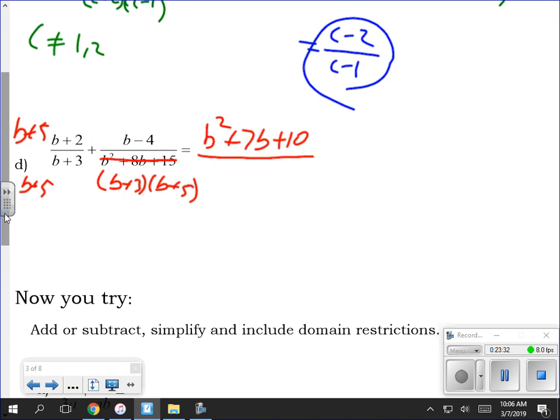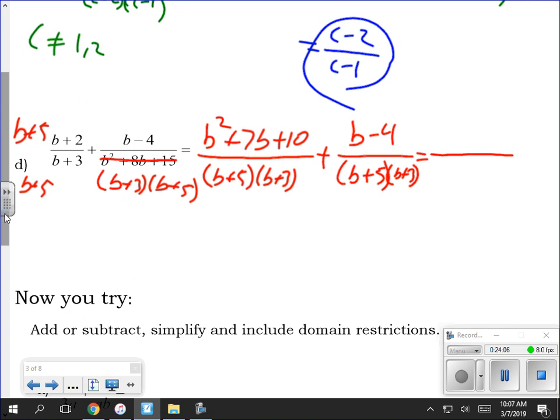And my new denominator is b plus 5, b plus 3. And then my second fraction, there is nothing in my first denominator that's not already there in the second denominator, so I don't need to change my second fraction. It's a nice thing to not have to change both of them. So I just copy it over: b minus 4 over b plus 5, b plus 3, and then combine them up.